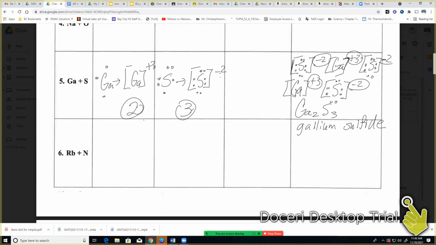All right, so which one do y'all like better? Ionic, covalent? Don't have an opinion on it. Ionic, me too.